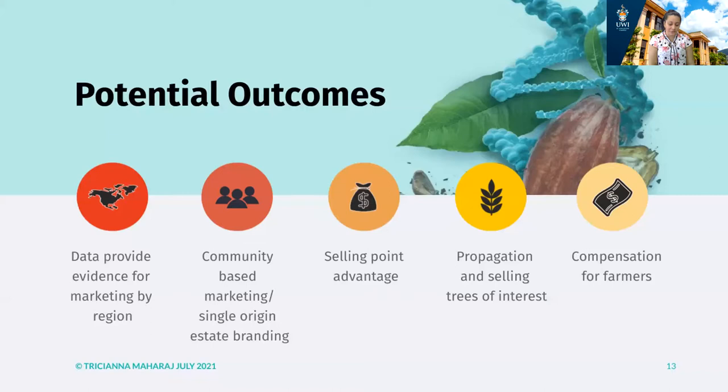Beans from samples of particular genetic groups can be explored by farmers, which can provide a selling point advantage. Farmers have the option of propagating and selling trees that are of interest. For example, this has been done in Cameroon, and the farmers have been quite successful. There is also the potential for farmers to be compensated adequately if their material is used in future breeding work.